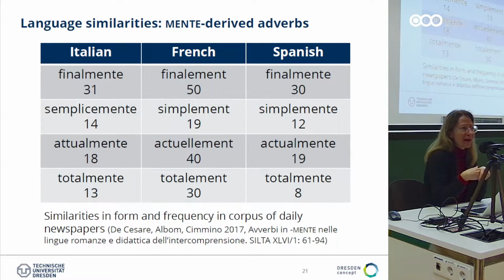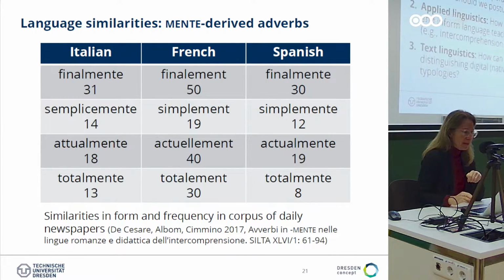It's the same form. So the idea is to sort out everything that is common and to present it also in the language curriculum, to present these forms in the first lessons, to then build up on this and go towards aspects that are different from the language you already know. So this is an application that is useful in applied linguistics.